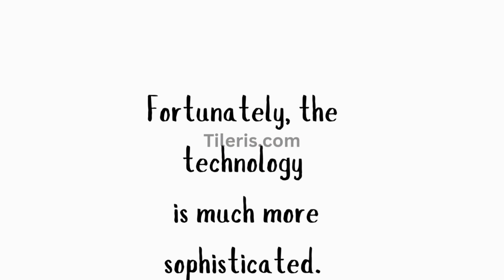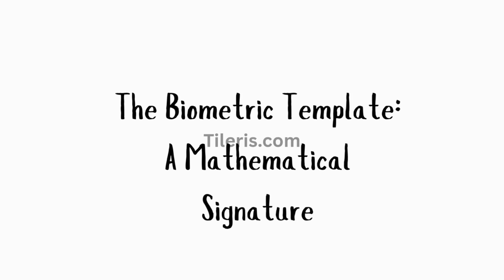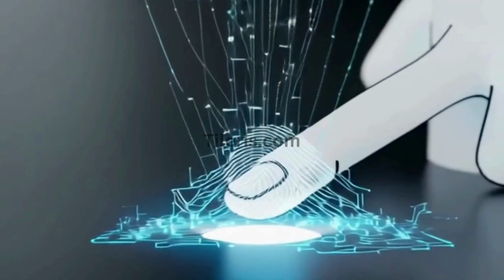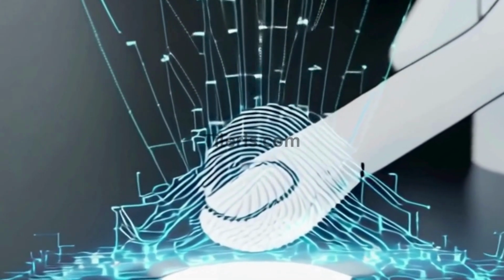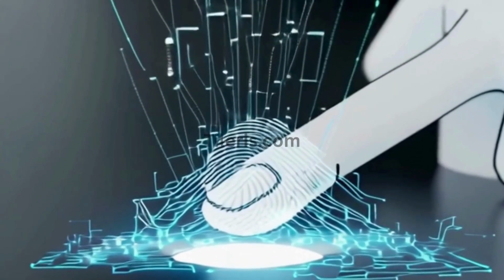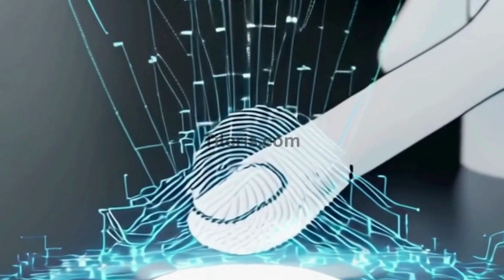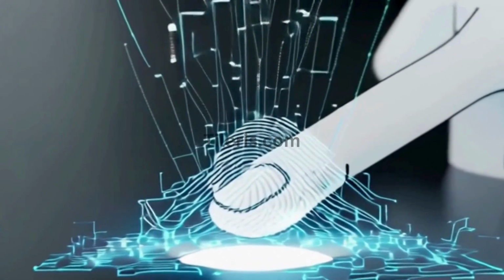Fortunately, the technology is much more sophisticated. The biometric template, a mathematical signature. When you enroll your Face ID or fingerprint, the device does not capture a photographic image. It captures data points about your unique anatomy. For a fingerprint, the sensor measures the unique paths, splits, and endings of your ridges. These are called minutiae points, and it maps them mathematically.